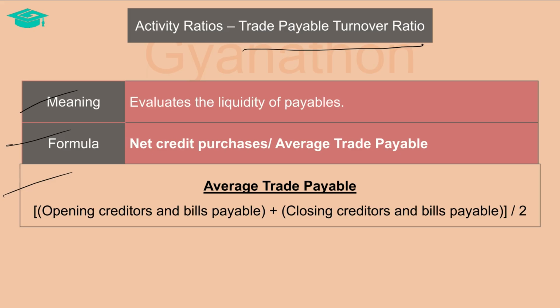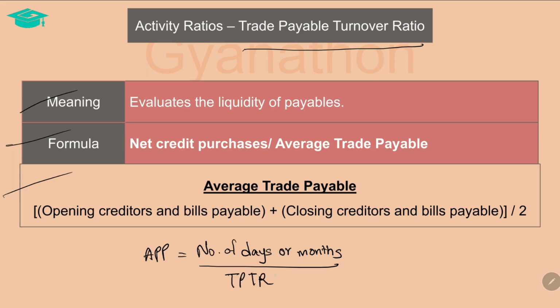The turnover of trade payables indicates the pattern of payment of trade payables. A higher ratio indicates a quicker payment of trade payables, whereas a lower ratio indicates a delayed payment to the creditors and suppliers. This ratio helps to calculate the average payment period, which is calculated as number of days or months in a year divided by trade payables turnover ratio. So, average payment period is equal to number of days or months divided by trade payable turnover ratio.